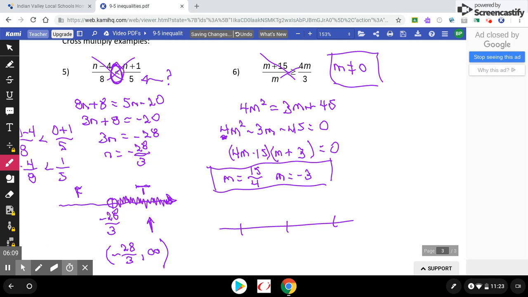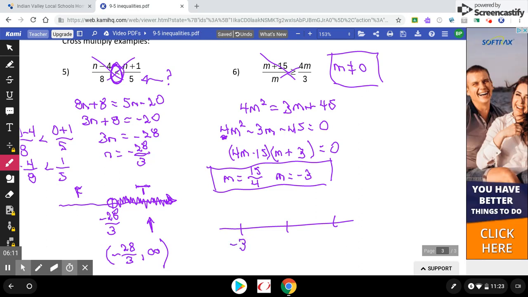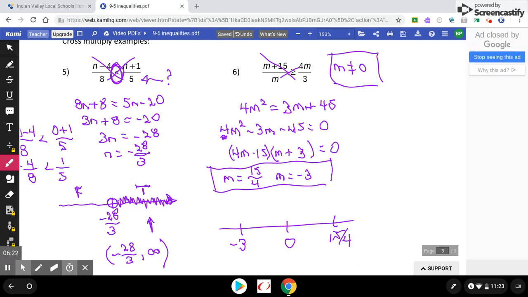So I have a negative 3. Got to put them in the right order. I got a 0 for my restriction. I got 15 over 4 for my answer. So maybe it is a good idea. Let's do this. I'm going to go ahead and establish the fact that the 0 was a restriction. Now, where did we get the 15/4 and a negative 3 from? We got them from the original problem, and the original problem did have an equal sign underneath. It said greater than or equal to. So these guys, we get closed circles.